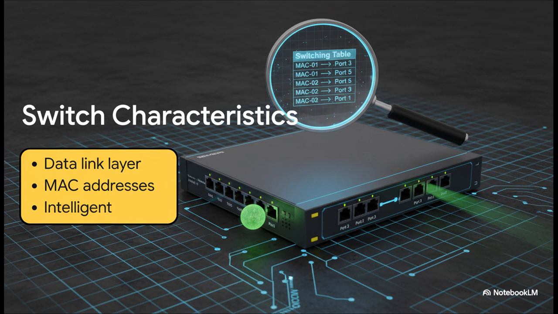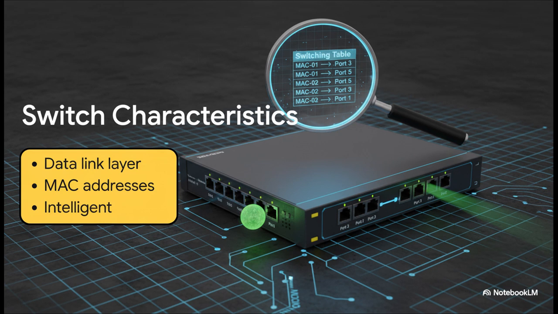So what makes this intelligence tick? Well, operating on Layer 2 means the switch understands MAC addresses. You know, those physical addresses burned right into the network cards of your devices. The switch actively builds a switching table, mapping MAC addresses to specific physical ports.